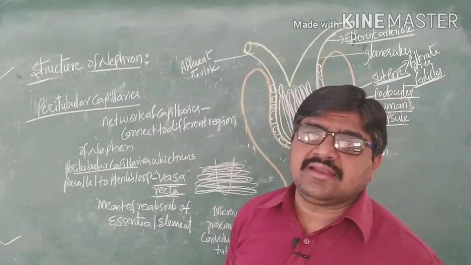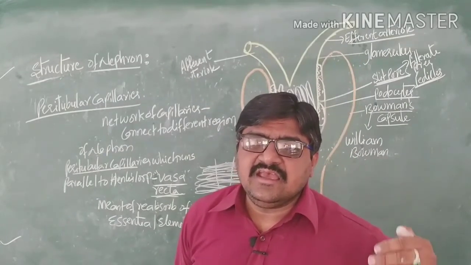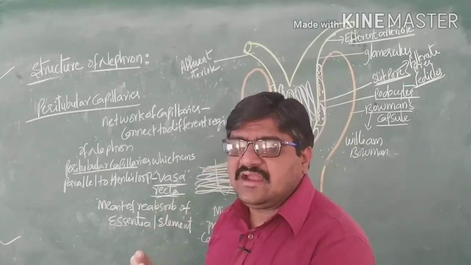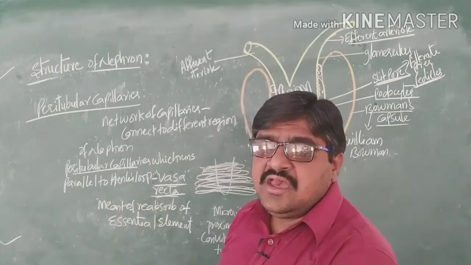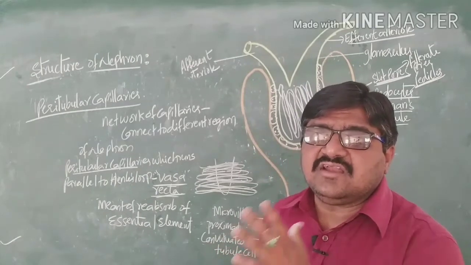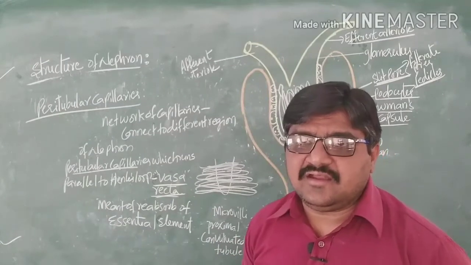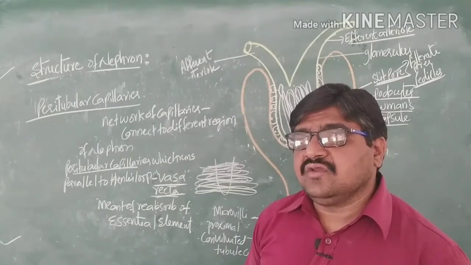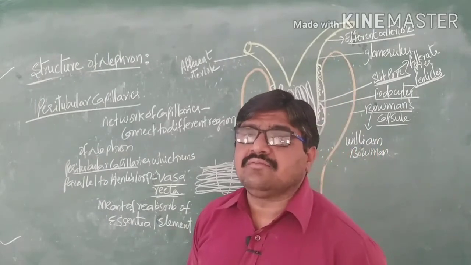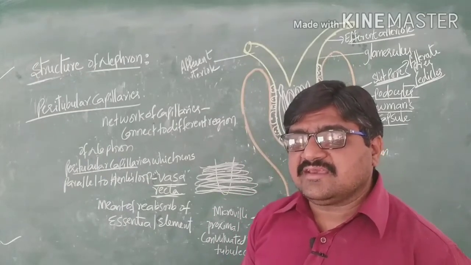We can call that tubular secretion. From the DCT, that is the distal convoluted tubule, it passes to the collecting duct. From the collecting duct, it passes to the urinary bladder. From the urinary bladder, through the urethra, it is sent outside. The waste materials are excreted. In the next class we will discuss how urine formation takes place in detail.